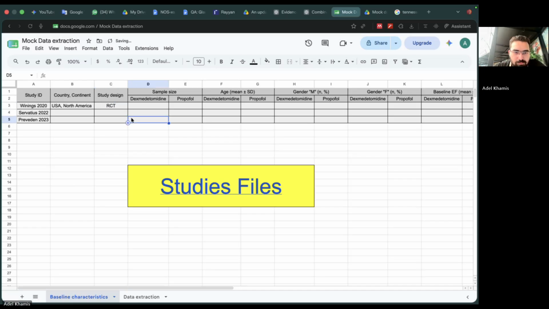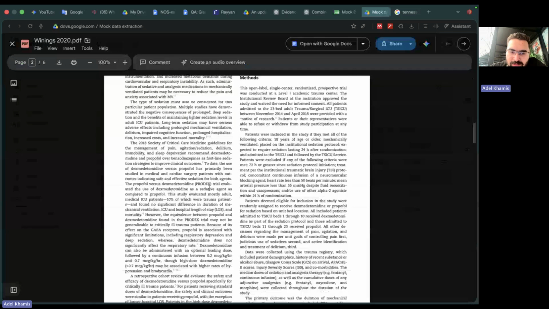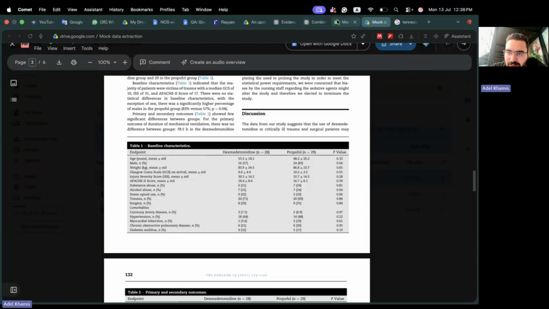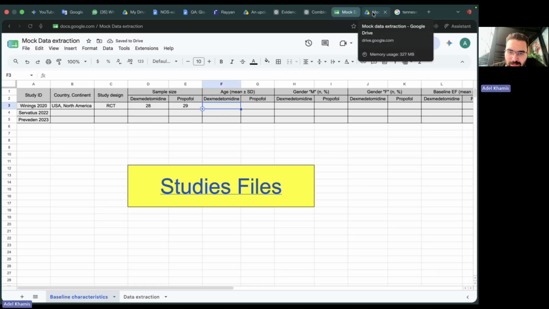So here's the sample size for both groups. How do we do this? This is usually in the first table, table 1, in every study, the baseline characteristics. Here the sample size is 28 and 29. So they are similar in numbers. Then, because this is the baseline characteristic table, usually called table 1, in the data extraction sheet, it is usually called table 2.